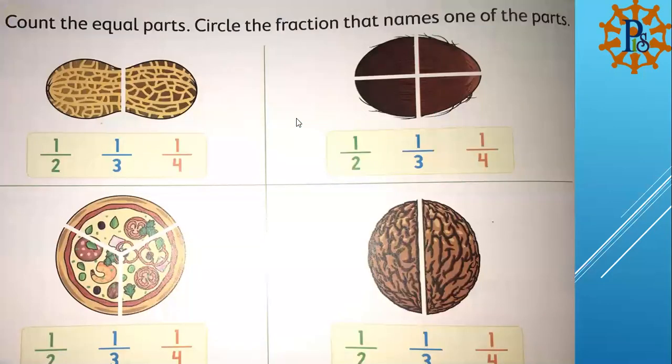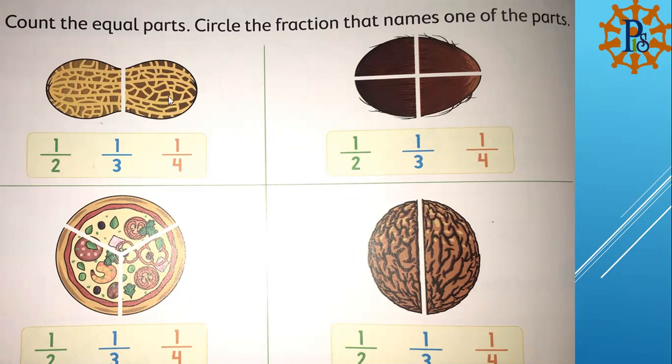Here, count the equal parts, circle the fraction that names one part. All of the parts here are the same, but if I want to talk about this part, what do you think about this part? Does it represent half, or third, or fourth? One over two, or one over three, or one over four?